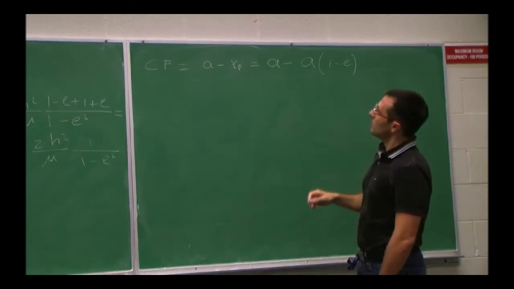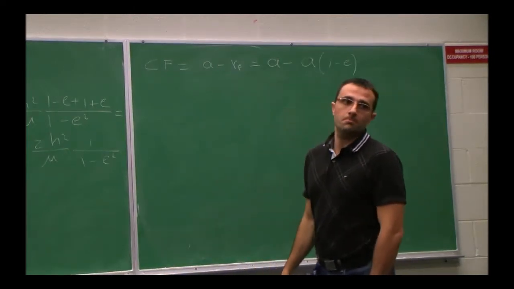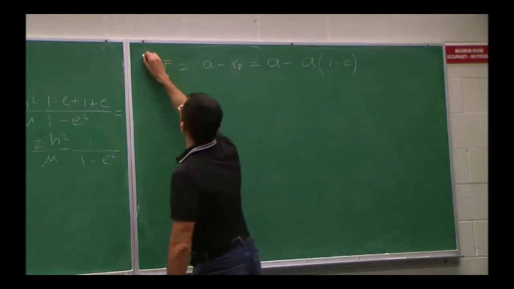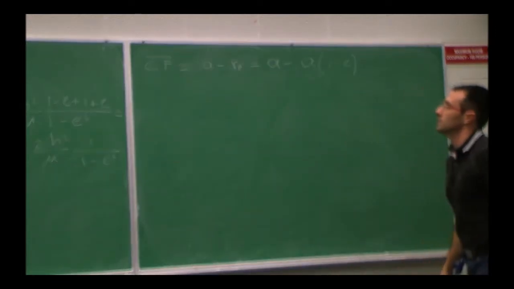What is the CF again? Distance between C and F. I'm going to call it like this. It's not a vector, so I don't want to use the underline. So yeah, distance between C and F. Is that clear? Take the A expression that is there, h squared over mu, 1 over 1 minus E squared. If you multiply that times 1 minus E, you're left at the denominator with a 1 plus E, which gives you RP. So this is A minus A plus AE, which is AE.